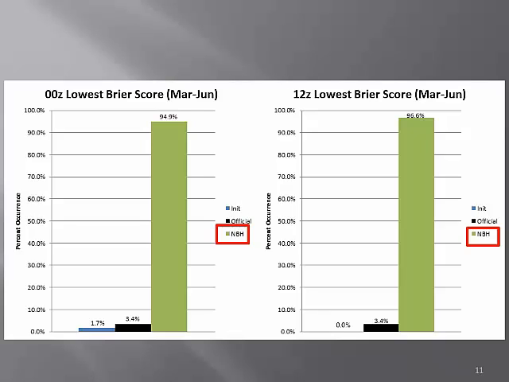I believe this approach is a glimpse into the future of how PoP forecasting can be improved in our agency and how it can be used at National Weather Service offices nationwide.